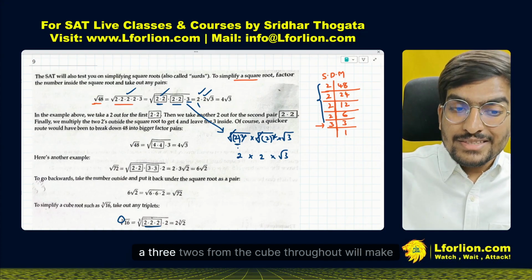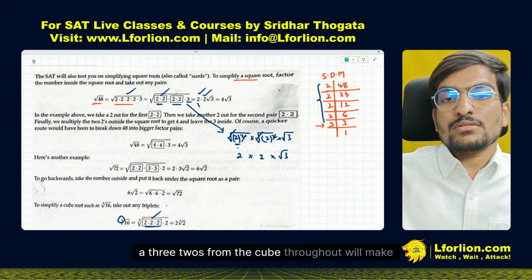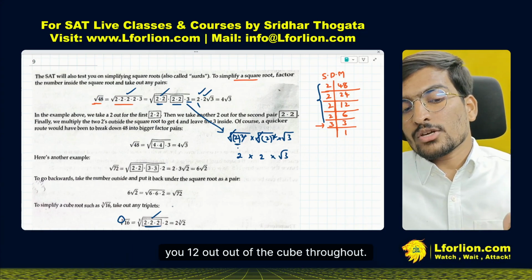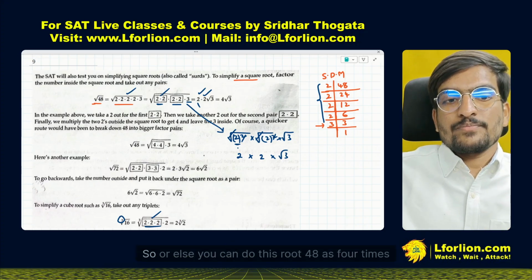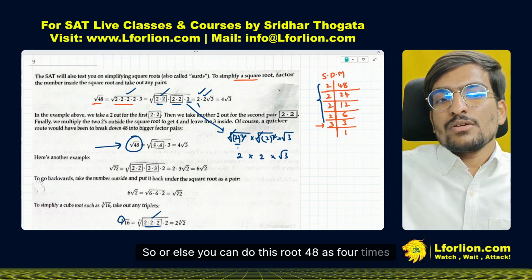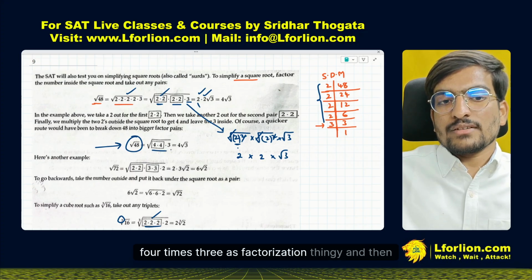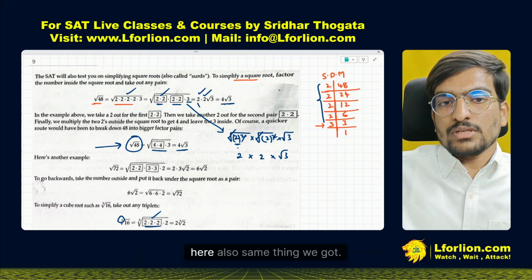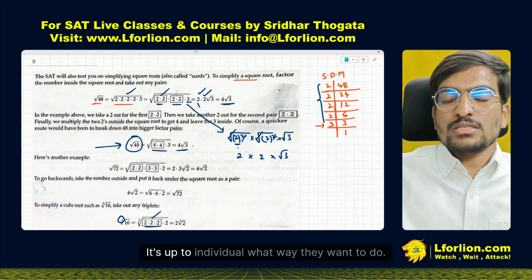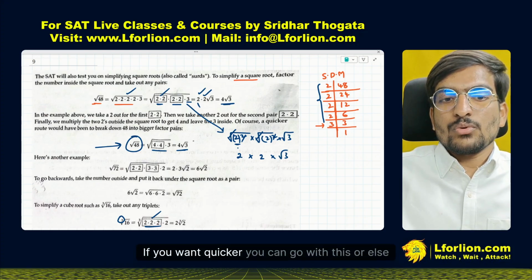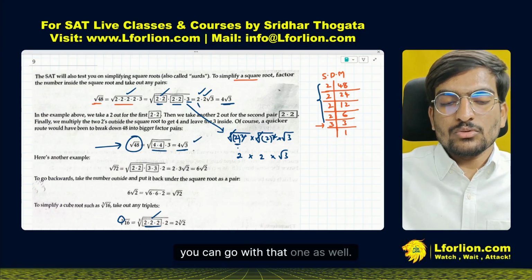Three 2s from the cube root will give you one 2 out of the cube root. In the same way, you can do this 48 as 4 times 4 times 3 as a factorization, and then we take one 4 out and directly get 4 root 3. Here also we got the same thing. It's up to the individual which way they want to do it. If you want quicker, you can go with this, or else you can go with that one as well.